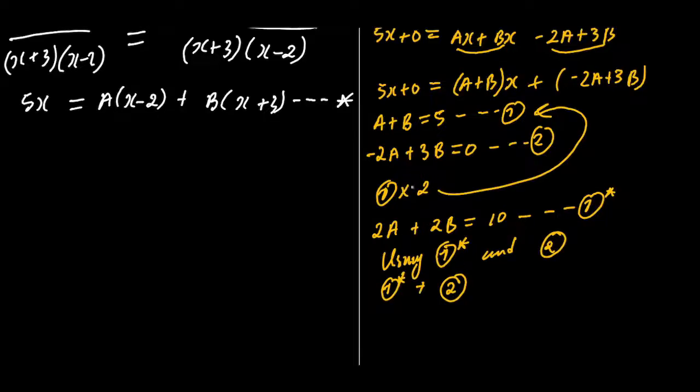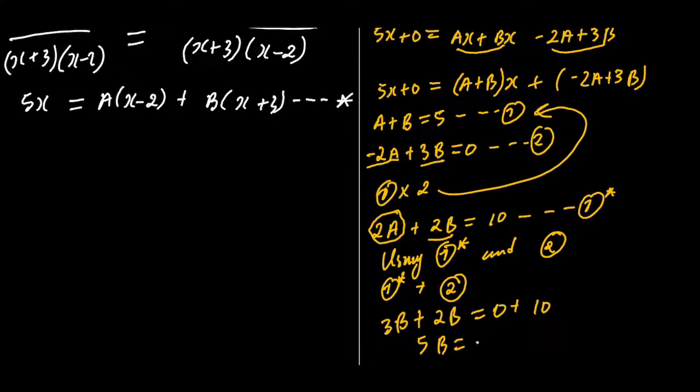We notice that 2a plus minus 2a here is going to cancel, so it's going to give us 0. So 3b plus 2b here will give us 0 plus 10. Therefore 5b will be equal to 10, which implies b will be 2. So we have our value of b to be 2.